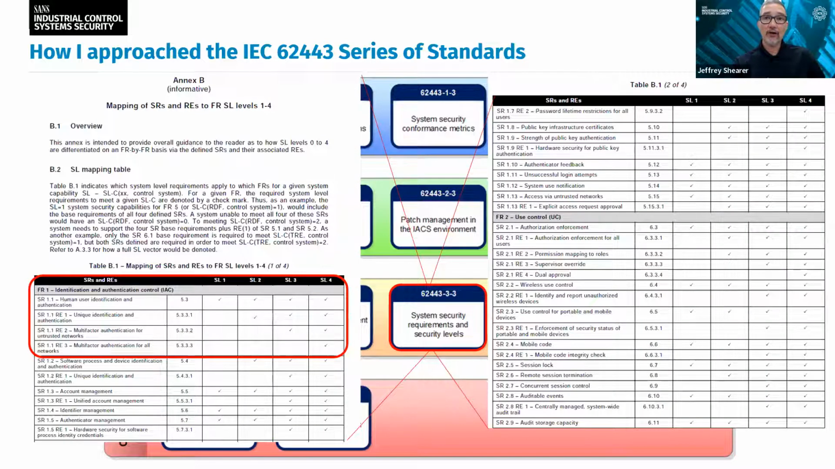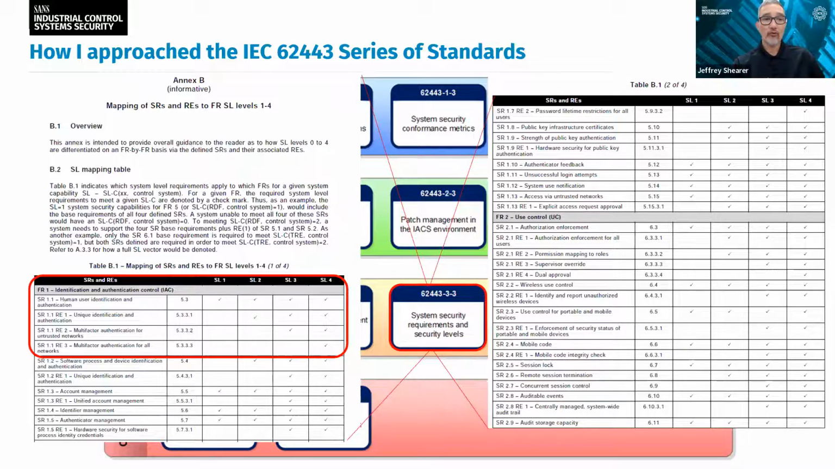And then it kind of crescendos in this Annex B. I really like this Annex B. If you were to look at the left-hand side and look down at table B-1, there's a system level requirements and requirement enhancements table, and it's shown in red there.